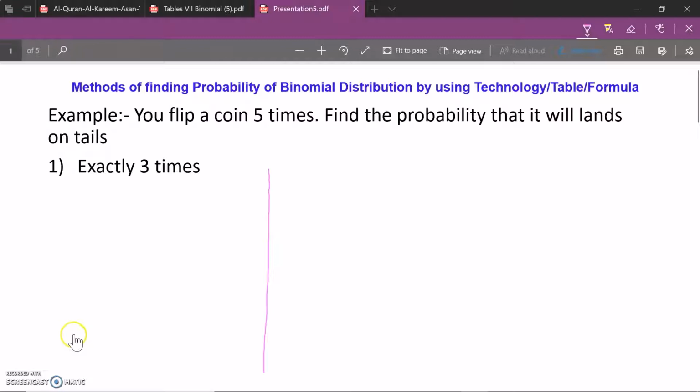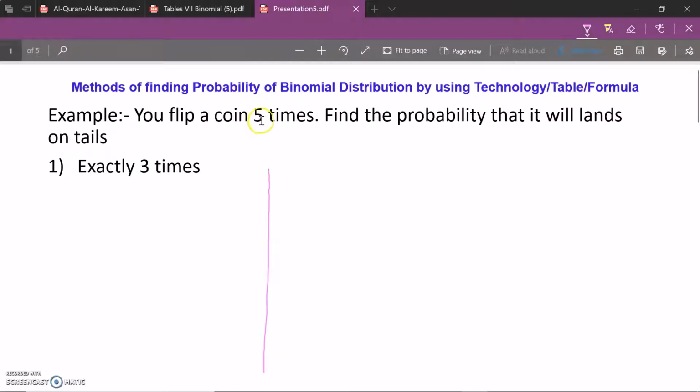You flip a coin 5 times. Find the probability that it lands on tails exactly 3 times. This is the class of problem in which we are asked to discuss the probability of X number of successes out of n trials. What do I mean by that?